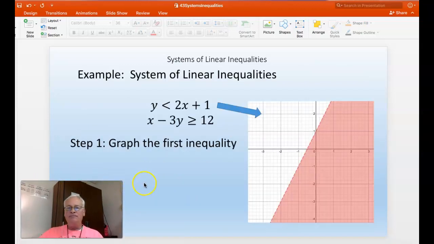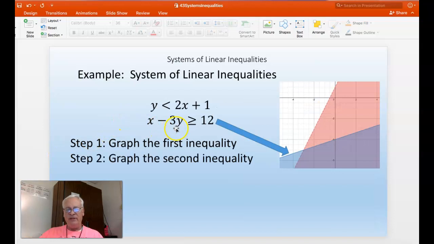As an example, here's a system of linear inequalities. First thing you do is graph this top one here. That's y less than 2x plus 1. Again, the line is dotted, and we shade below. Then you graph the next one. This is in standard form, so you can use the intercepts or switch it to slope-intercept form. This is graphed shaded below because the y here is negative, so the sign flips around.